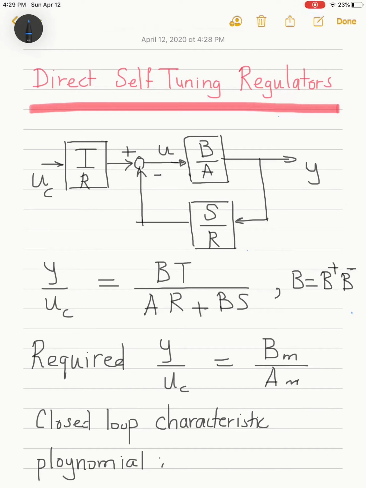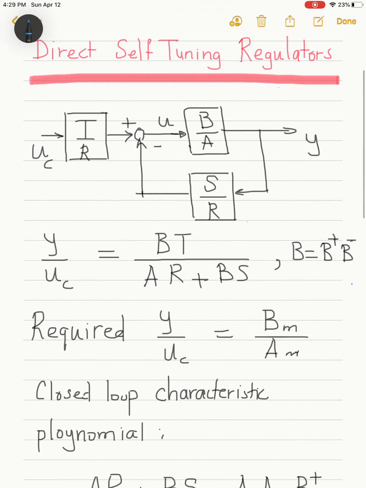Welcome everyone. We are going to talk about direct self-tuning regulators, and by direct I mean that the estimator will directly estimate the parameters of the controller. We'll see that in a moment.